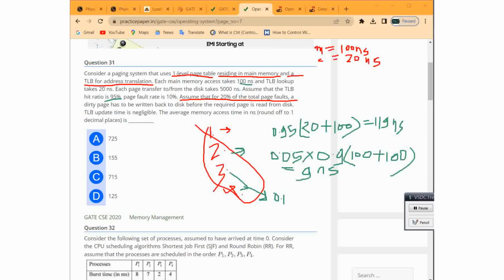So the probability of this happening is 0.1 times 0.2, for both a dirty page and a page fault. In this case, we need to spend an additional 5000 nanoseconds to write the dirty page to disk. Once the page is brought in, we need to update the page table in the TLB with the new page table entry, which takes negligible time. Finally, we need to perform the memory access, which takes 100 nanoseconds.